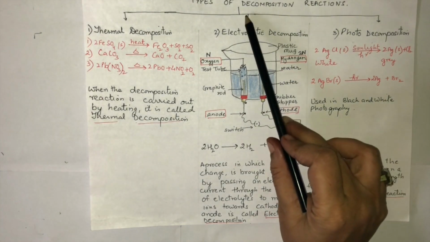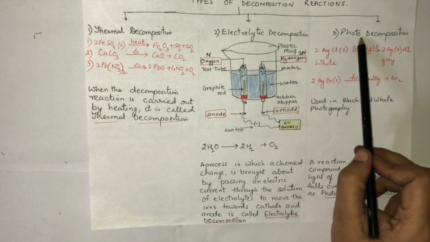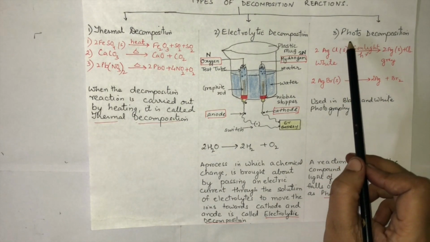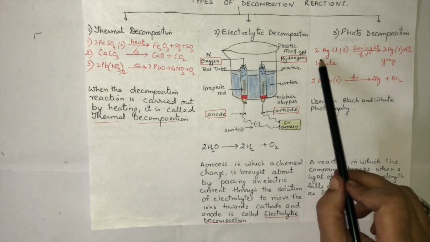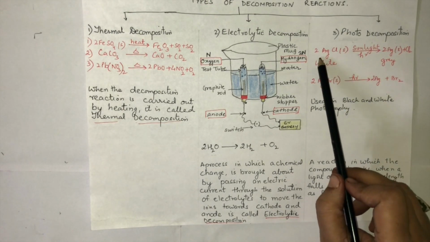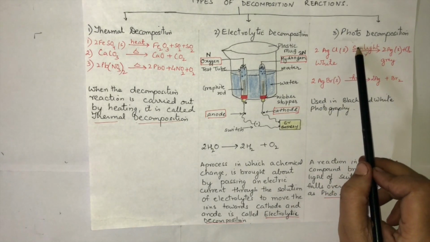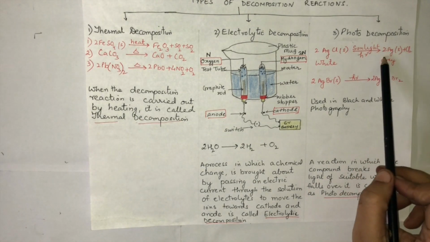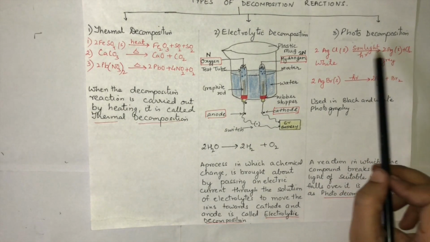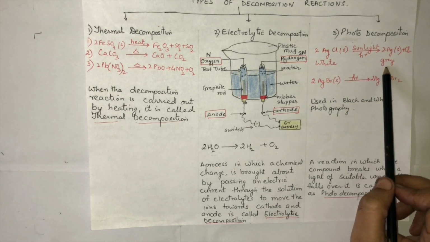The third type of decomposition reaction is photo decomposition. Wherever the word photo is used, just remember it is related to light. So AgCl, what is AgCl? Silver chloride. What is its color? White color. Silver chloride, if exposed to sunlight, gives 2Ag plus Cl2. Now this silver chloride is white in color, whereas silver is gray in color.